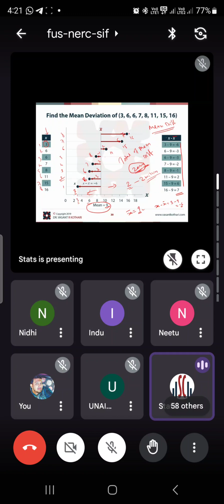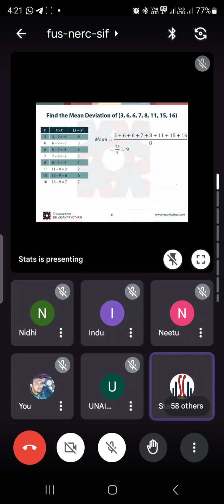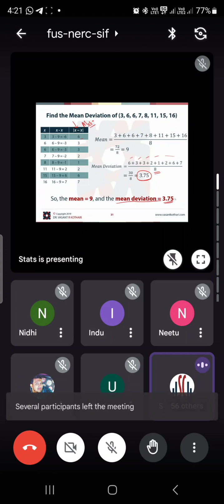So that's the reason why we need to take the absolute value. It means 6, 3, 3, 2, 1, 2, 6, 7. We need to take the absolute numbers, and then 6 plus 3 plus 3 plus all that, divided by 8. Then we'll get 3.75, and that 3.75 is the mean deviation. Mean deviation means the average of the mean differences.